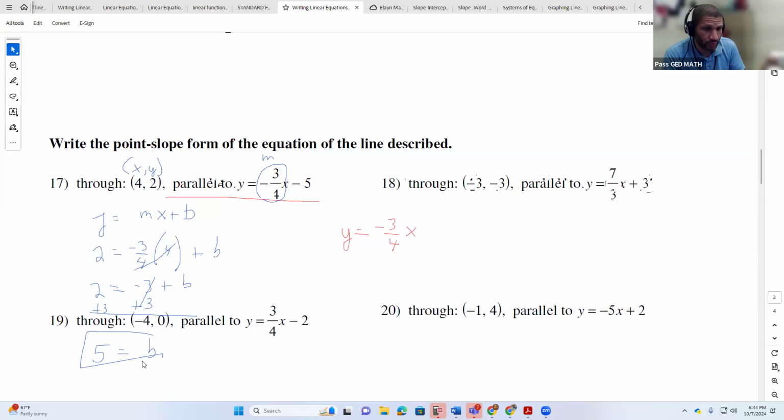This thing is really slow. Hold on. I know my y-intercept is 5. I know my slope is -3/4. What's my equation of the line that's parallel, y equals -3/4 x plus 5? What's my equation of line?